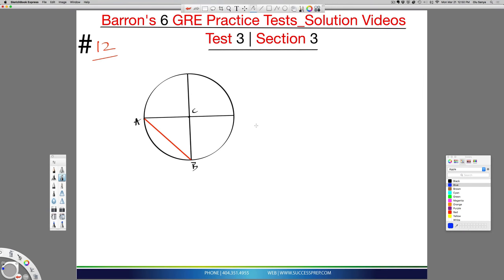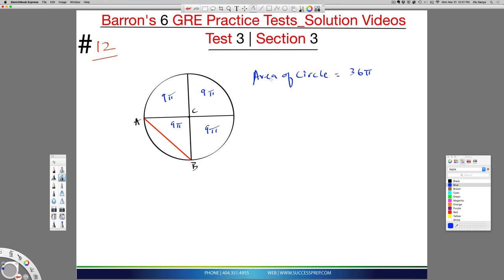So looking at 12 here, we have a circle, and they're telling us that the area of the four congruent regions, the area of each one of them is 9 pi. So I'm going to put 9 pi here, 9 pi here, 9 pi here, 9 pi here. The area of each one is 9 pi, which means that's 9 pi 4 times, which is 36 pi total. That means the area of the circle as a whole is 36 pi.